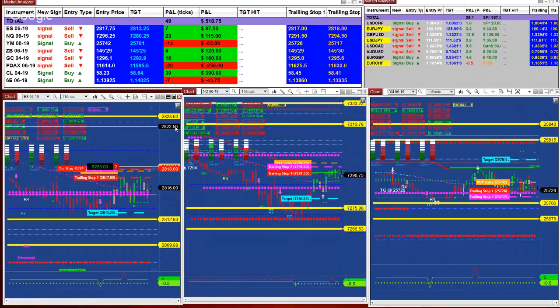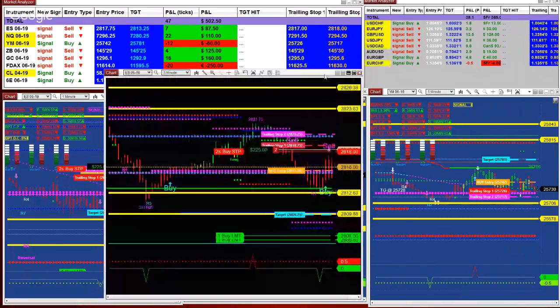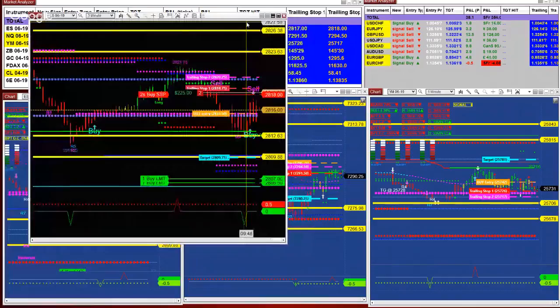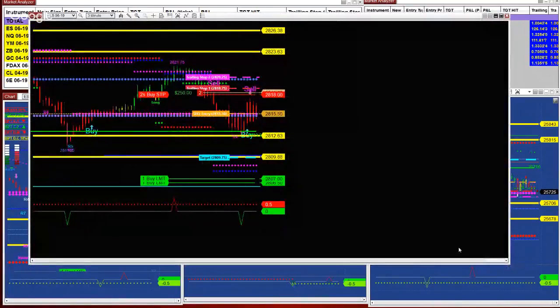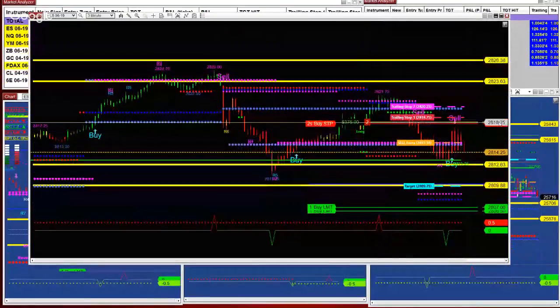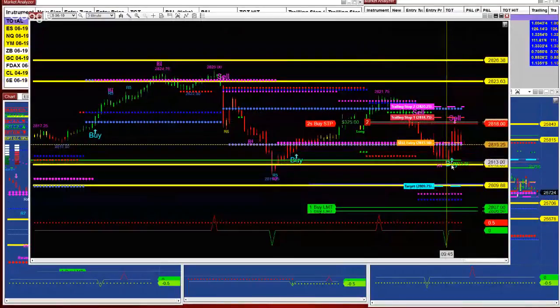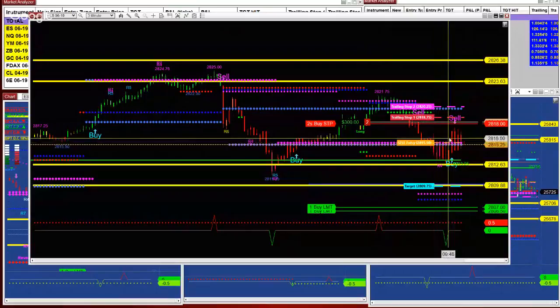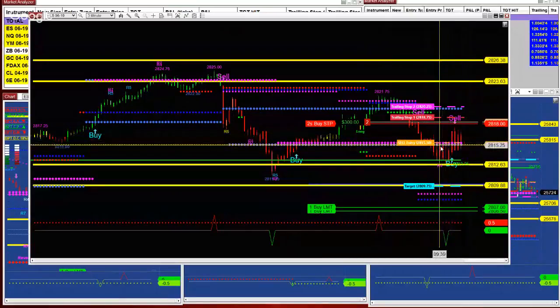Now, if we look at the bigger picture here on the ES, let's take one size bigger, the 3 minutes. Then we can see the 3 minutes, where all those problems are, and we are still here on the sell position, but the market is not doing anything.